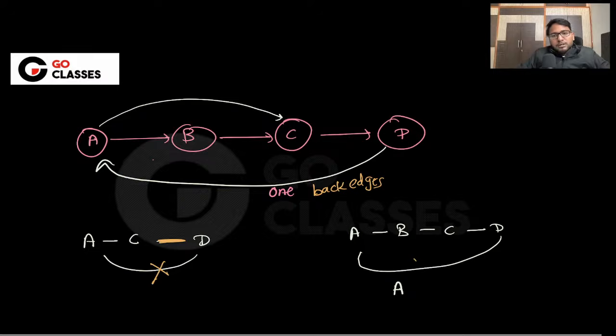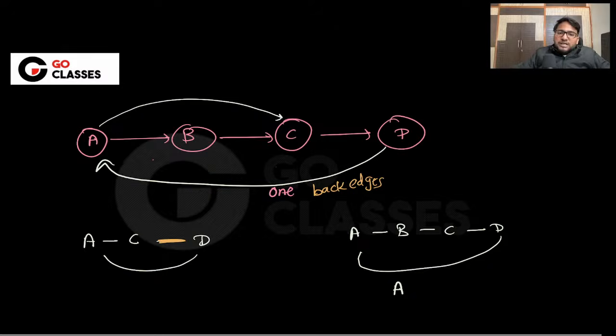If you remove this, are you destroying all the cycles? Yes, because there is just one back edge. You remove that back edge, you are destroying them. But even if you remove this, then also you are destroying all the cycles, right? Or even if you don't have C to D, then also you are destroying all the cycles. So what I'm trying to say is that one back edge may lead to multiple cycles.